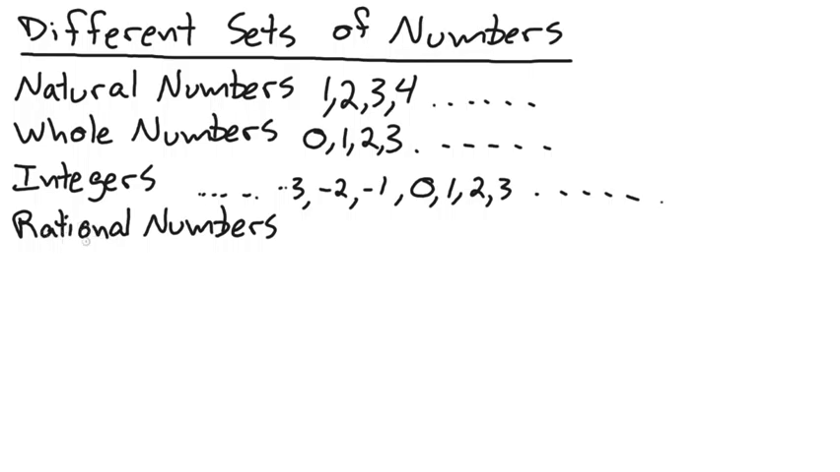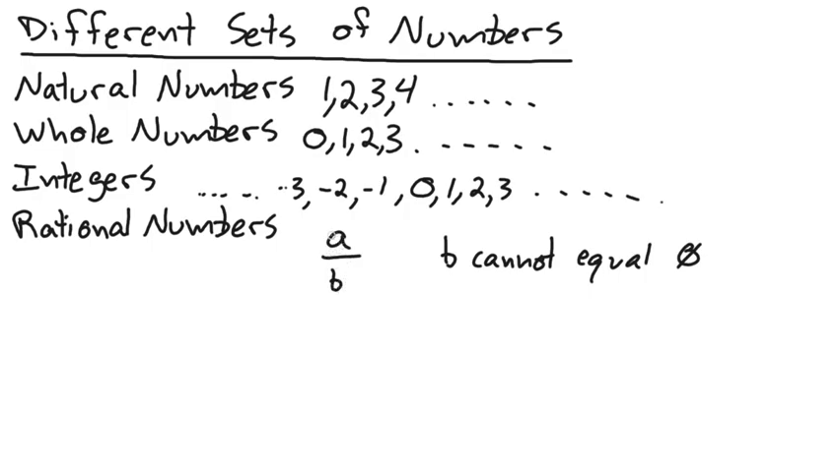And then we have rational numbers. A rational number is any number that can be described as a fraction. For instance, if we have a number, let's say a over b, if a number can be described in this way, the only rule here is that b cannot equal 0, simply because you can't divide any number by 0, so that would make it undefined.